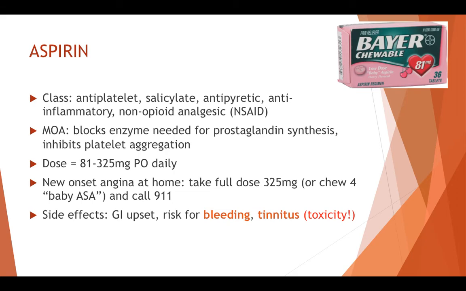And the last acronym, A for MONA, is aspirin. We went over this last semester, but it has a couple different classifications. It's an antiplatelet because it decreases the aggregation of platelets by blocking thromboxane A2 receptors on your platelets. It's also a salicylate, an antipyretic for fever, and anti-inflammatory by blocking cyclooxygenase that's needed for prostaglandin synthesis. And remember that prostaglandins are important mediators in the inflammatory response.